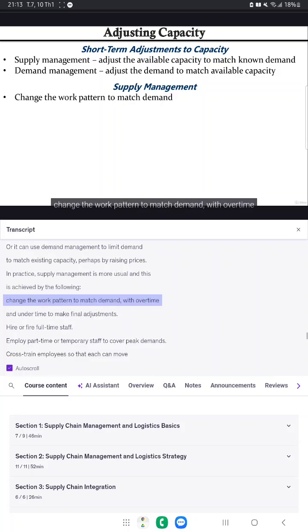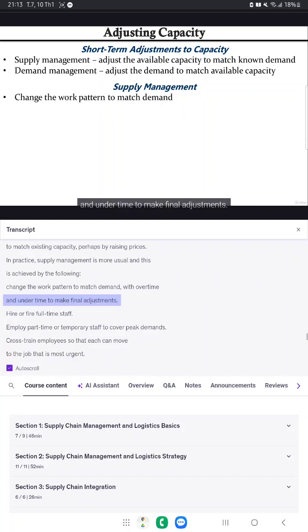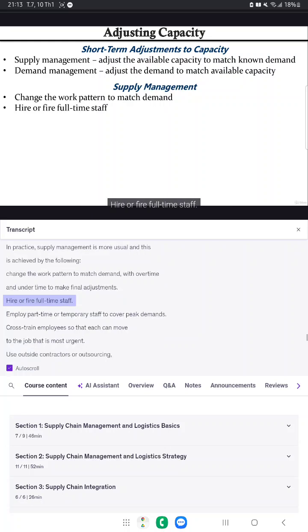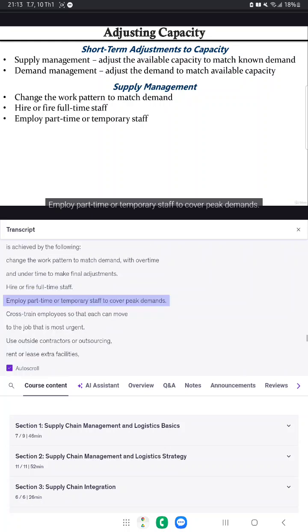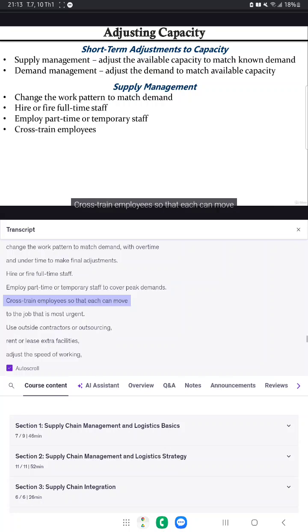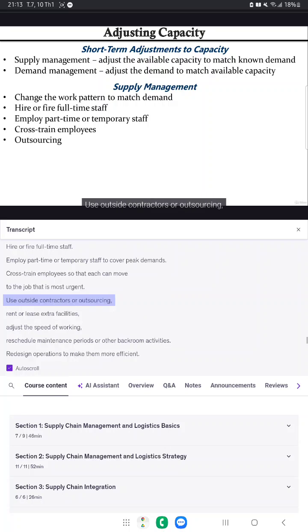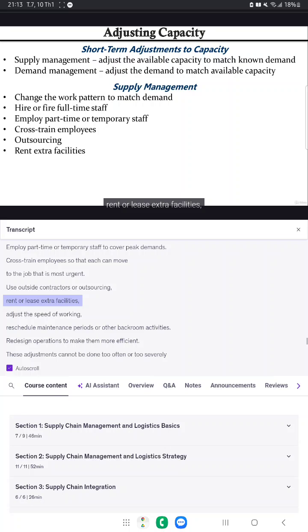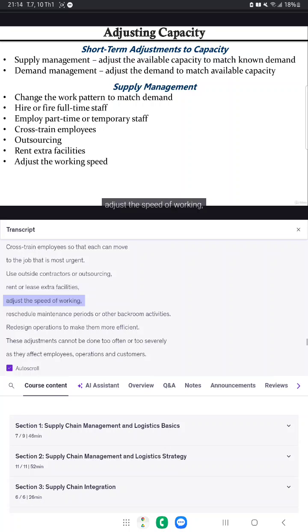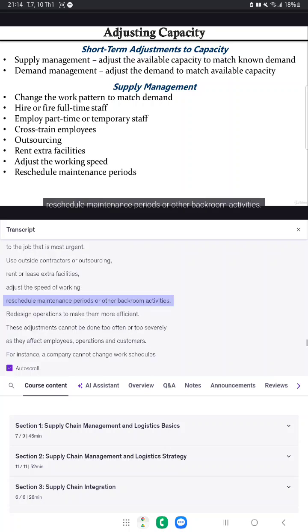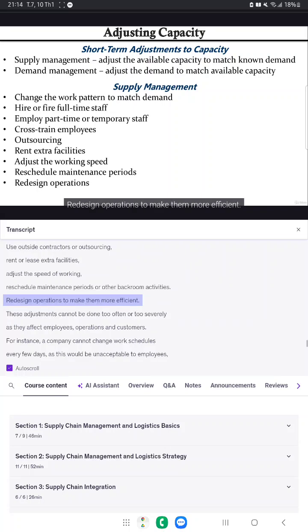Change the work pattern to match demand, with overtime and undertime to make final adjustments. Hire or fire full-time staff. Employ part-time or temporary staff to cover peak demands. Cross-train employees so that each can move to the job that is most urgent. Use outside contractors or outsourcing. Rent or lease extra facilities. Adjust the speed of working. Reschedule maintenance periods or other backroom activities. Redesign operations to make them more efficient.